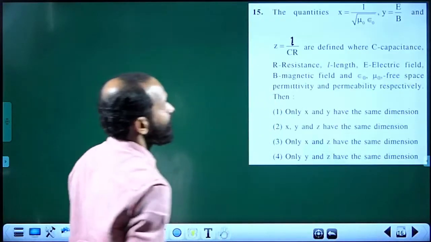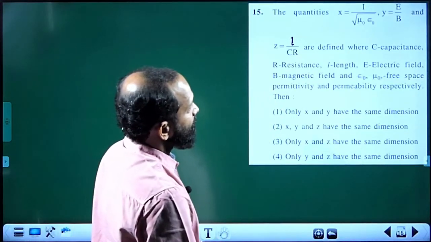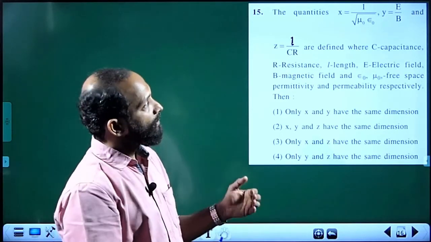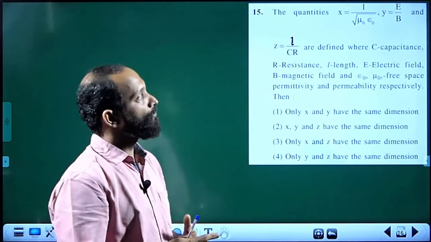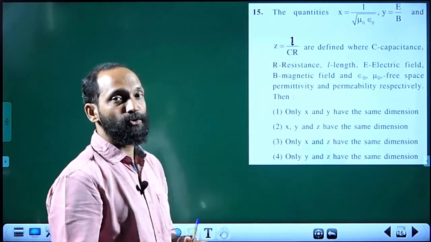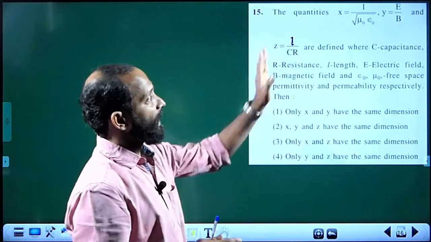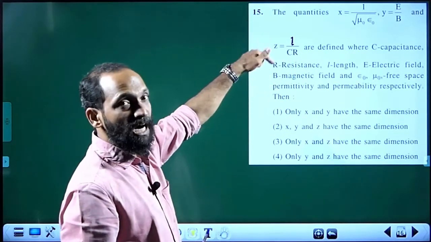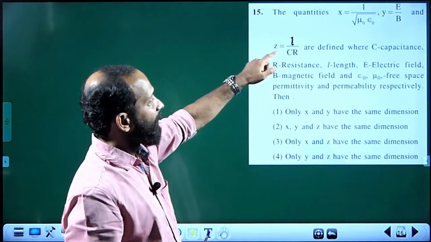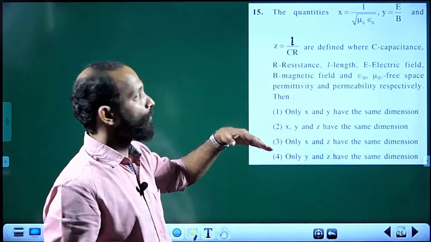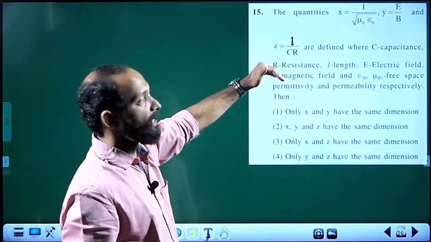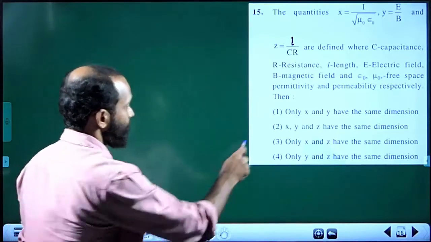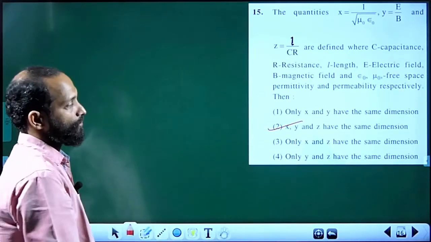Next, quantities. 1 by root mu naught epsilon naught is the speed of light in vacuum. E by B, electric field and magnetic field. We know the ratio also gives velocity. So, x and y both are velocities. Okay. Z, L by RC. L means length. RC means the time constant of the RC circuit. So, L by T means meter per second. So, X, Y, Z all have the same dimensions of meter per second. So, the correct answer is box.